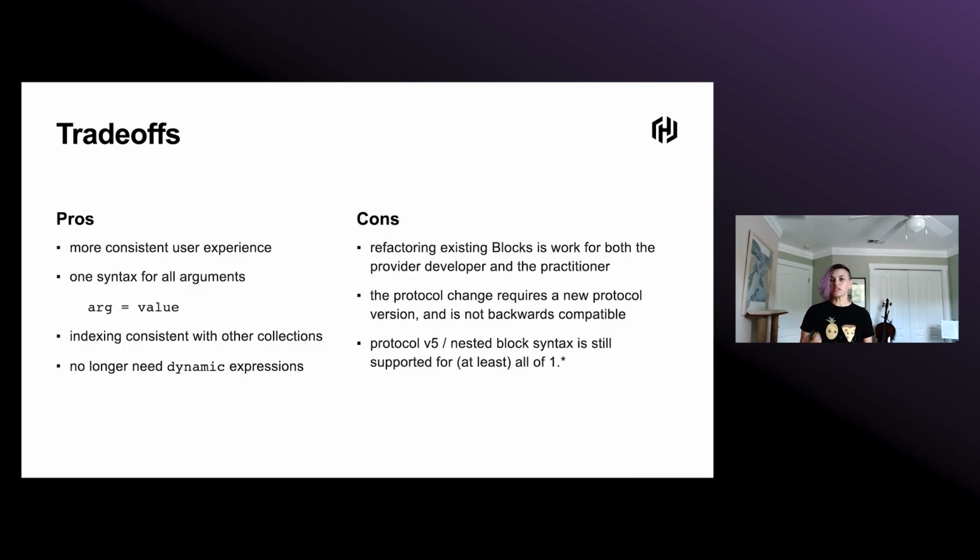So there's some pros and cons to this new tactic. The upside is there's a more consistent user experience. If we stop using blocks and only use nested type, there's a single syntax for every argument where you have the name equals a value. And then that value might be a string, it might be an object, it might be a list, but it's always going to have the same syntax. You're always going to index into that item the same way as you do with other collections. And we're just not going to need dynamic expressions anymore. So no more of that bespoke single purpose tool.